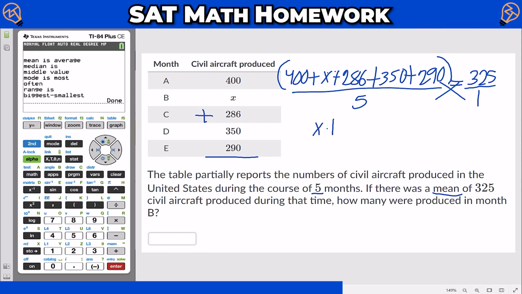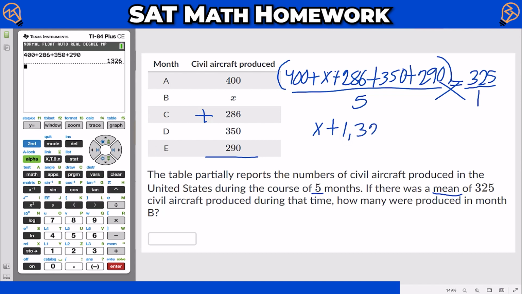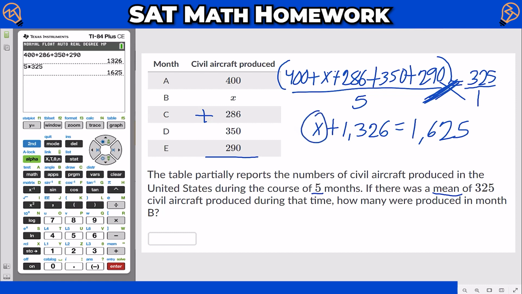So I have x plus, and I'm going to go ahead and add those other terms. So we have 400 plus 286, 350, and 290. So we have 1,326 equals, and then for the other cross product, you have 5 times 325, which gives us 1,625.